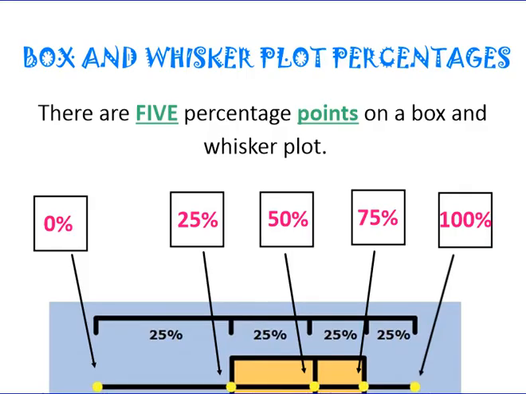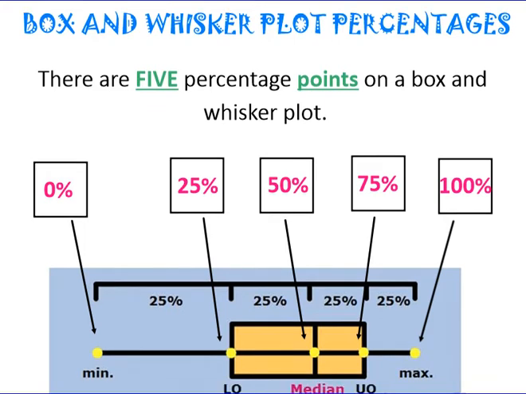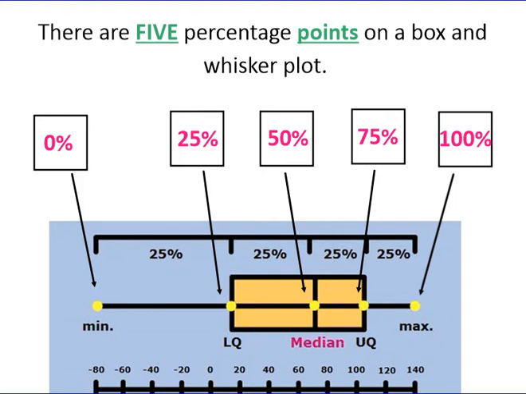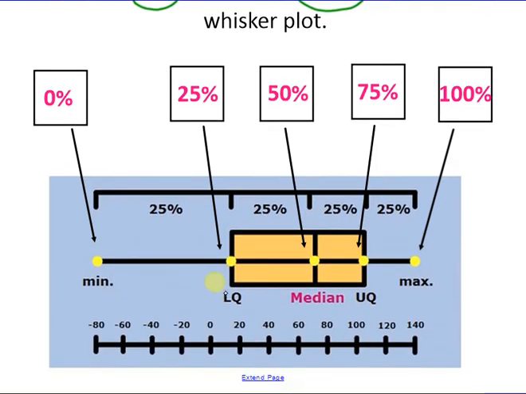All right, now we're going to take some notes here. So when we talk about box and whisker plots, we can also use some percentages. There are 5 percentage points on the box and whisker plot. And I have a picture here that you also need to fill in. Okay, so there are 5 percentage points on a box and whisker plot. So let's go ahead and talk about them.